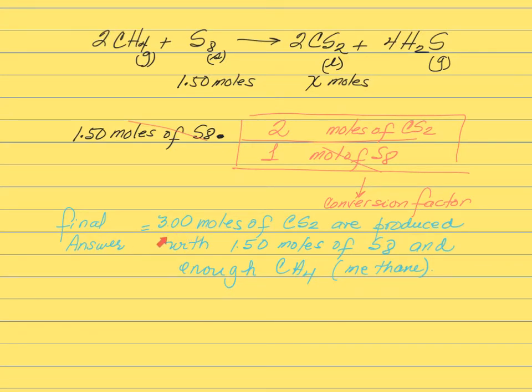Now, look at the answer. See? 3 moles of carbon disulfide are produced when you have 1.50 mole of sulfur and enough methane in that reaction. And this is important because when we finish with this session, you will be calculating limiting reactants. Because if you don't have enough methane to react with the sulfur, then you're not going to be able to have this amount of mole of carbon disulfide. It's very important to clarify that there, okay?